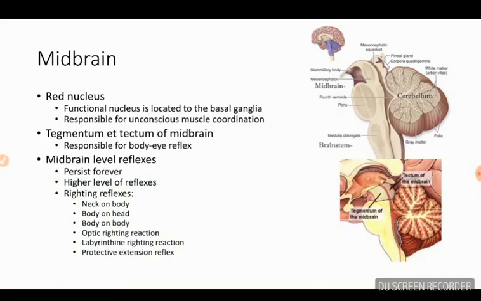Let's go down to the brainstem. First is your midbrain. Your midbrain has the red nucleus, which is responsible for the unconscious muscle coordination. It is where your rubrospinal tract originates. Its functional nuclei is located on the basal ganglia. Next, you have your tegmentum and tectum of the midbrain, which is responsible for the body-eye reflex.